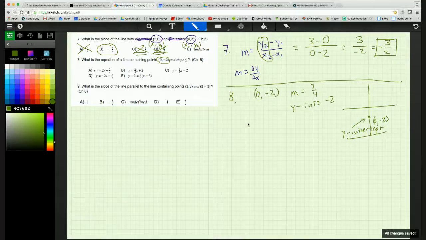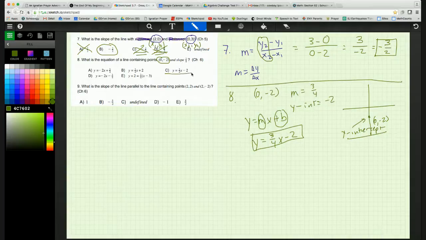So we actually know that there's a form of a line which is y equals mx plus b, and this is our y-intercept and this is our slope, so we can just plug these numbers in. So we get y equals 3/4 x minus 2. Boom. We have it. That's our C answer. Good. So we got all these other things running around, but we don't get tricked, because this is a problem that you should practically be able to go straight from here to here, and then you're on to number 9.